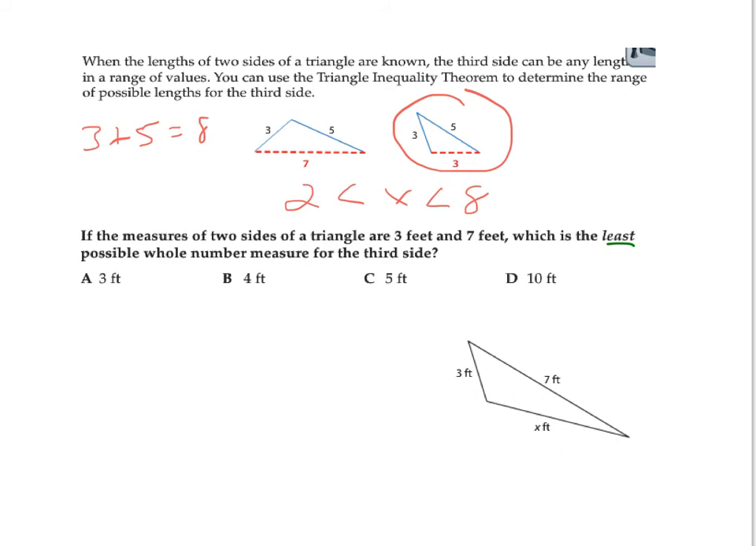Well, let's just figure out the total range. I know that 3 plus 7 is equal to 10, so 10 is the max for my range. I also know that 7 minus 3 is 4, so 4 is the minimum of my range. So x has got to be in between 4 and 10.